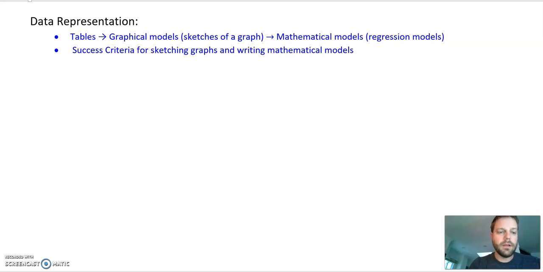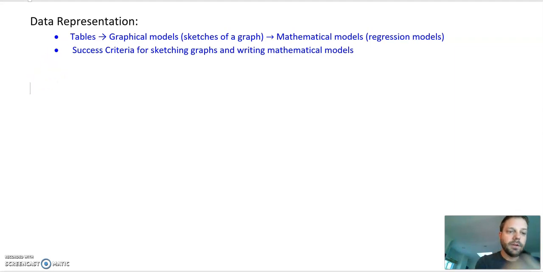Today's video is going to be on data representation, namely tables, graphs, and the regressions you get from the graphs. Those are three different ways that we can represent the data sets that we collect from our experiments. In addition to that, we're going to be focusing on the graphical mathematical models and looking at what success criteria we have for making those, meaning what are the characteristics that we find valuable when we are sketching out those graphs or writing those models so that we can include those on our whiteboards or in our findings.